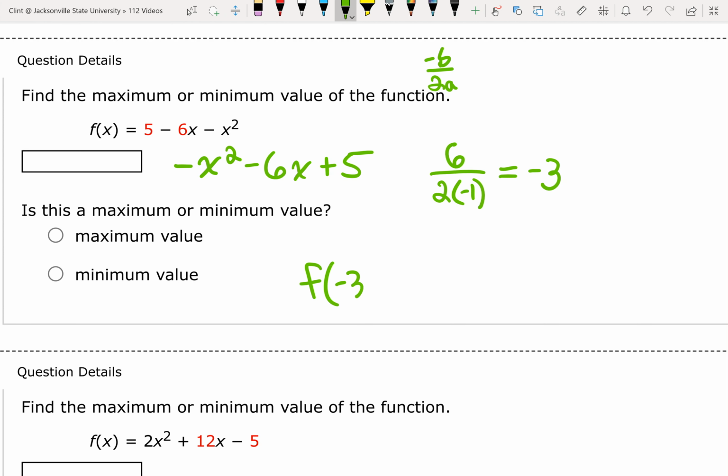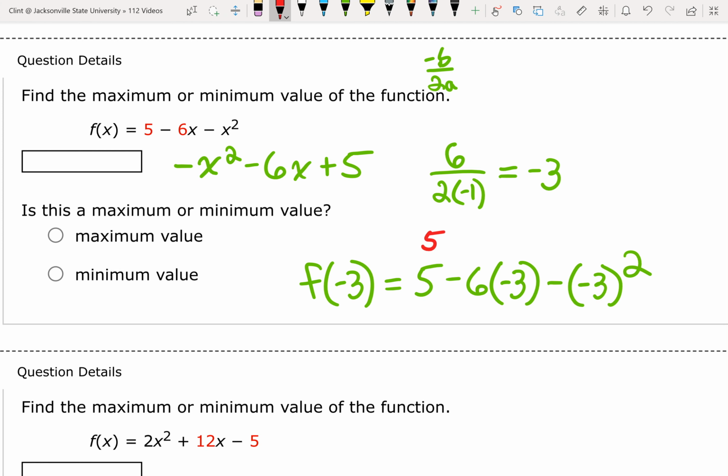So f of negative 3 gives us 5 minus 6 times negative 3 minus negative 3 squared. What's this give us? This gives us 5 plus 18 and then minus 9. 5 plus 9 gives us 14.